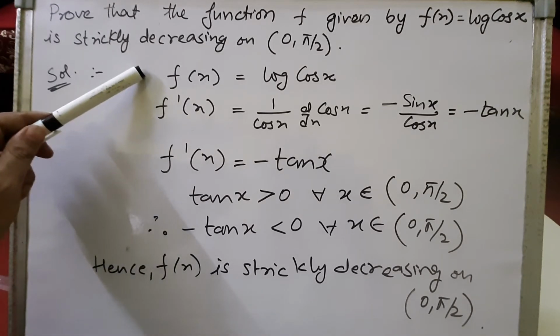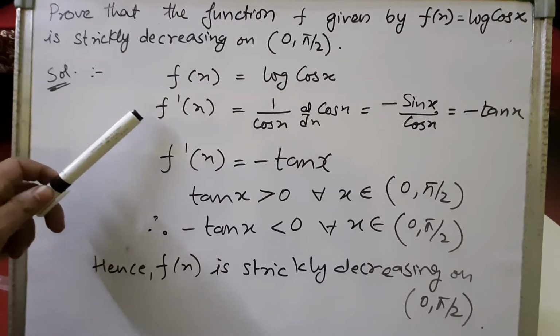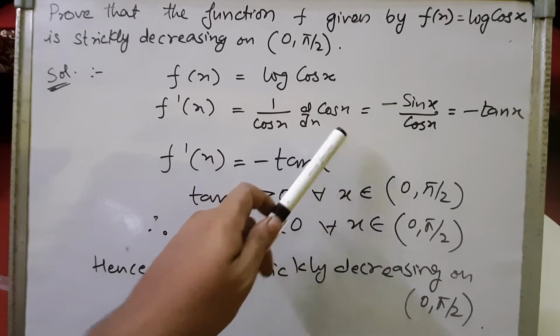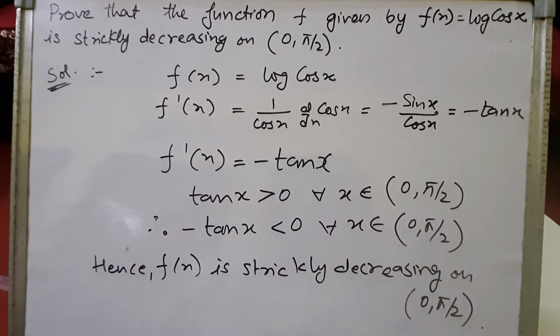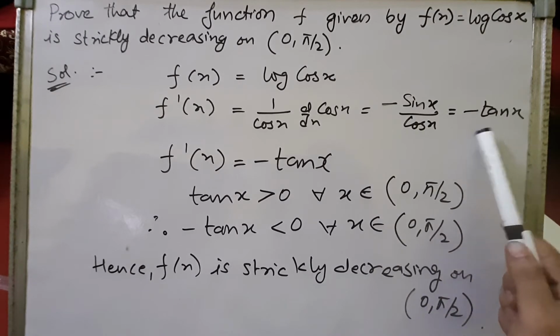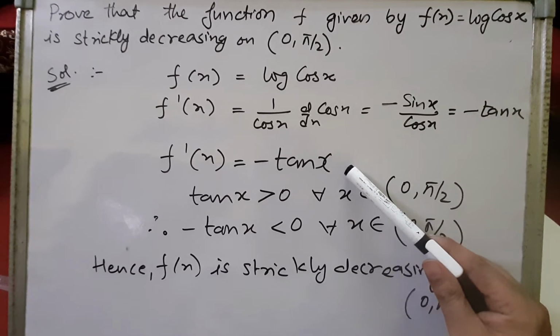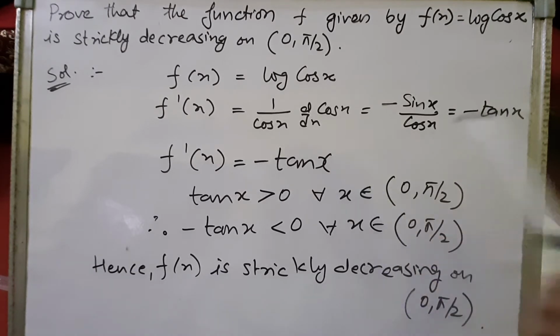Right, let's solve, children. f x equals log cos x. So when we find the derivative of f x, it will become f dash x equals 1 upon cos x, and d by dx of cos x is minus sin x. So minus sin x upon cos x will become minus tan x. Alright, so finally we got the value of f dash x as minus tan x.